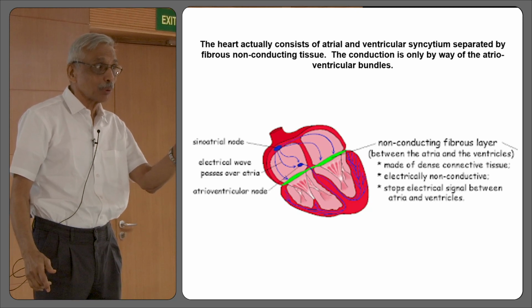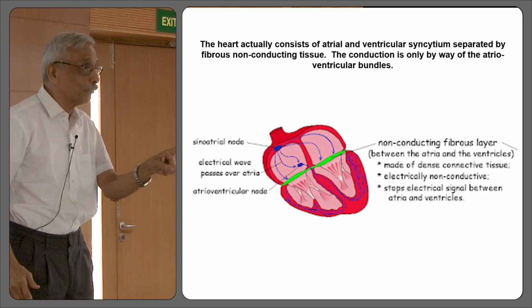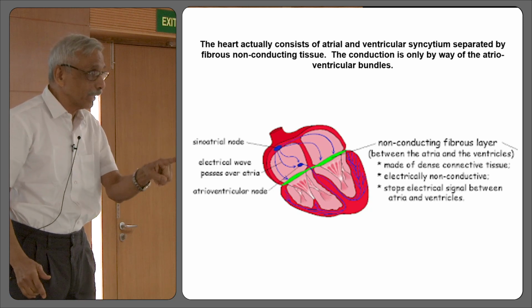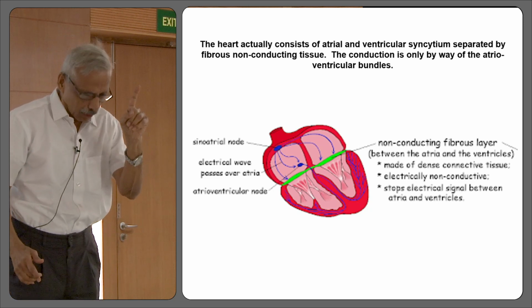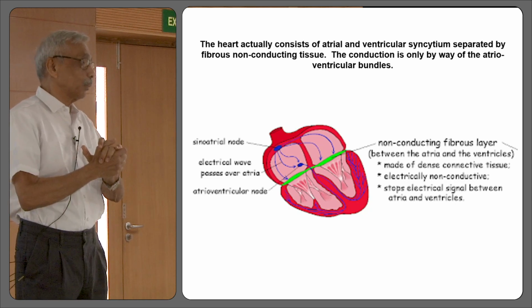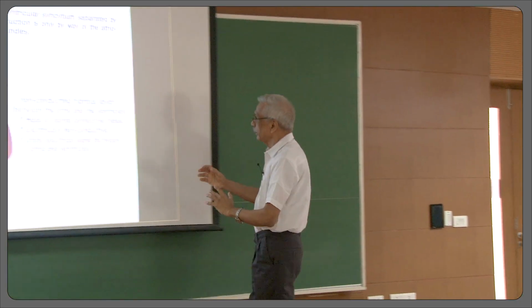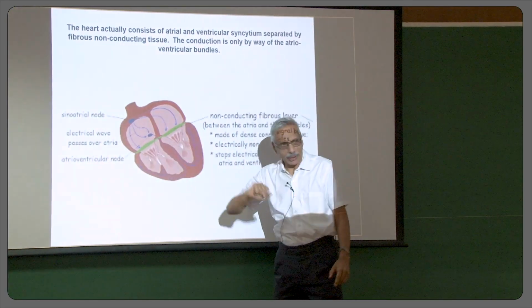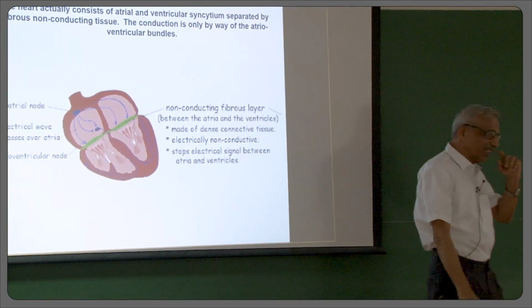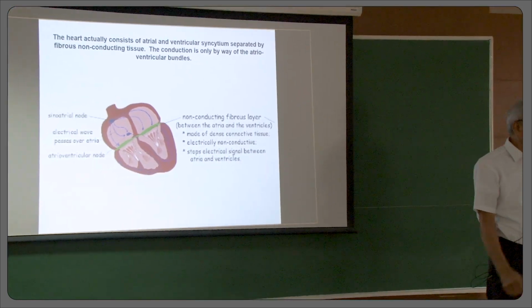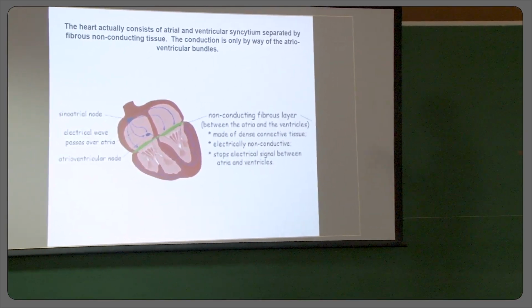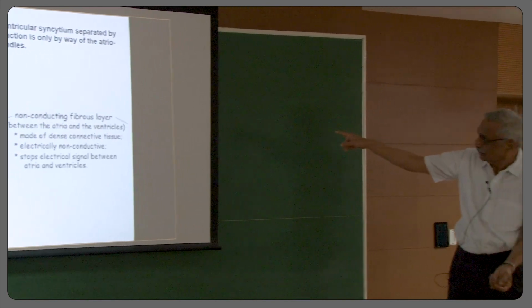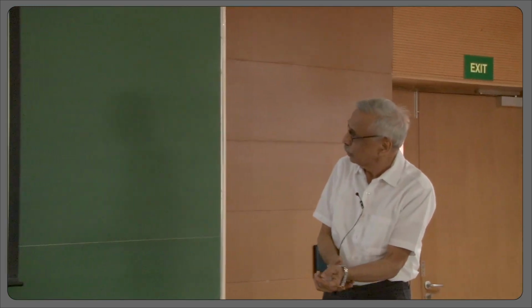Therefore, nature has provided a wonderful insulatory membrane which separates the auricles from the ventricles. I am talking about the two auricles, I am talking about the two ventricles, and separating the two. Can you see that green tissue there? What is that green tissue? Can you read there? The author has given the explanation.